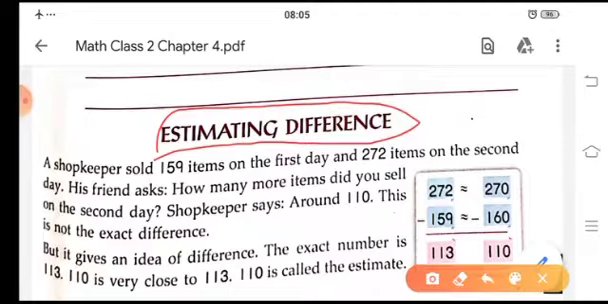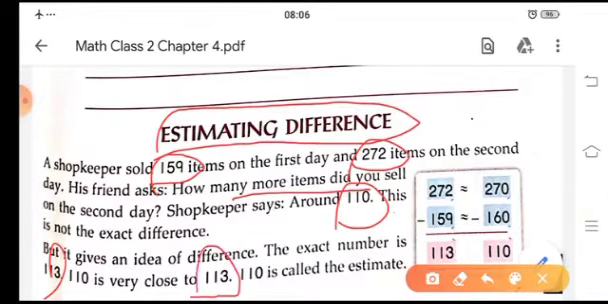Now children, a shopkeeper has sold 159 items on the first day, then 272 items on the second day. So his friends ask how many more items he sold on the second day. The shopkeeper says around 110. Okay, so this is not the exact difference, but we'll get the idea of the difference. The exact number is 113. Okay, but 110 is very close to 113. So 110 is called an estimate.